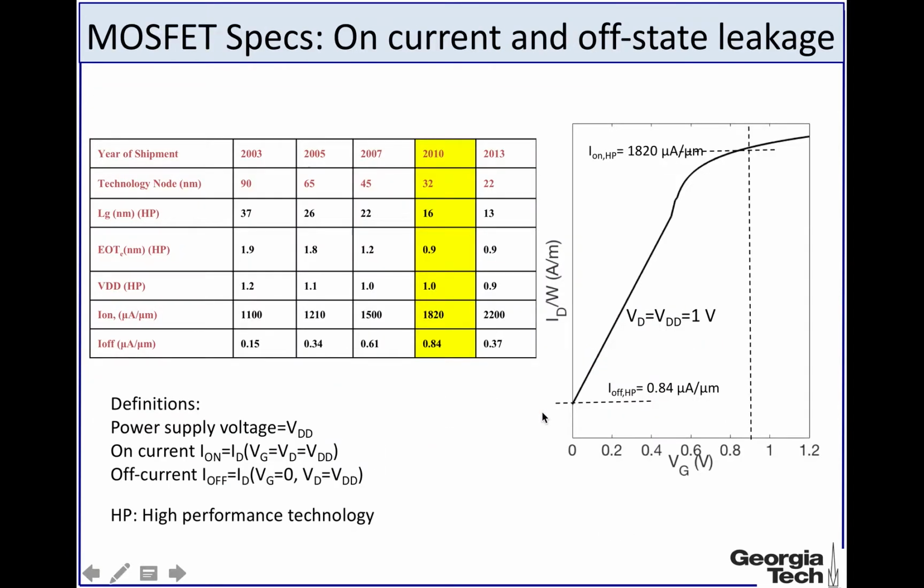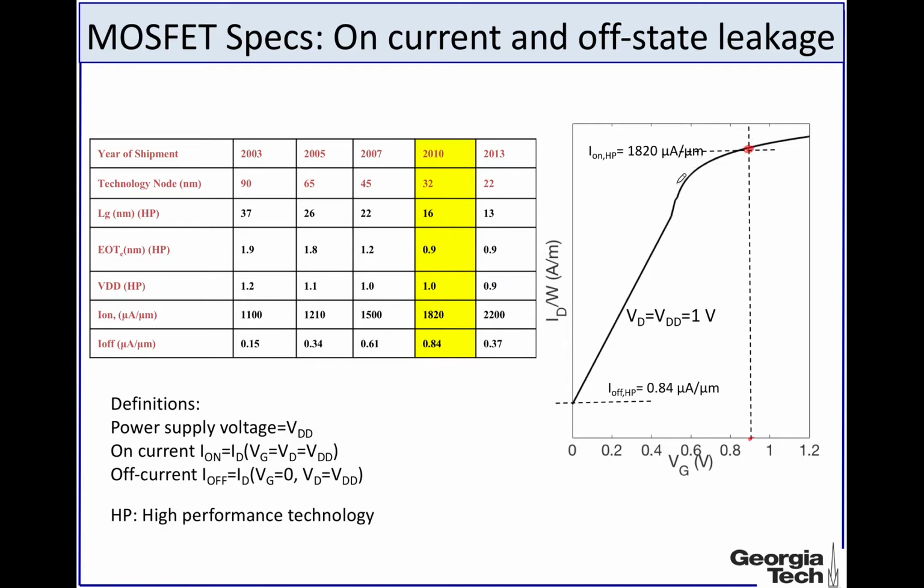So then we define two important MOSFET specs, the on current and the off state leakage. And on current means the current that you will get when the gate voltage is equal to the power supply voltage VDD, and also the drain voltage is equal to VDD. So basically this current is called the on current.